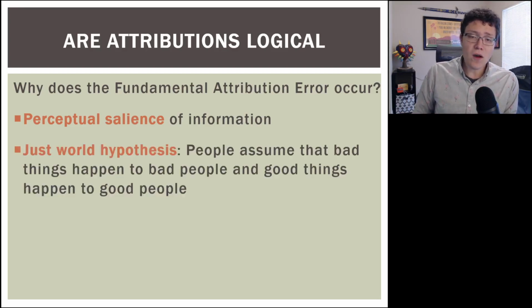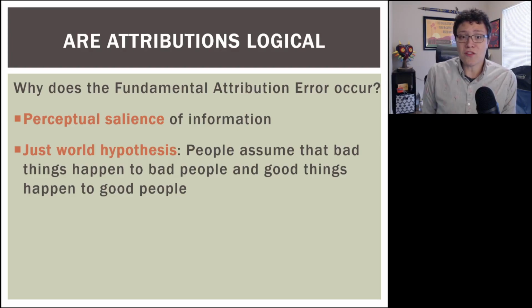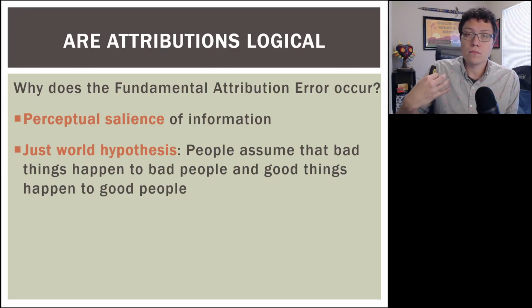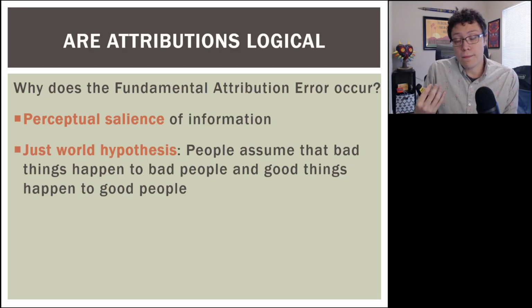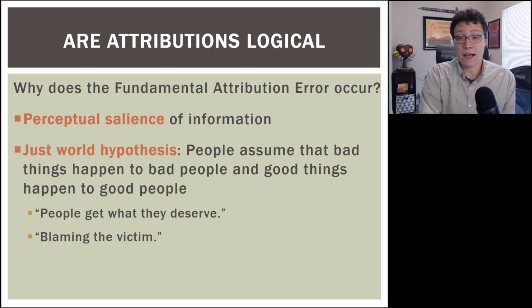Not only that, we can talk about this really interesting hypothesis called the just world hypothesis. The idea that people tend to assume that bad things happen to bad people and good things happen to good people, right? That the world is just, and it works in a way that people get what they deserve. We can even see this with victim blaming, actually.